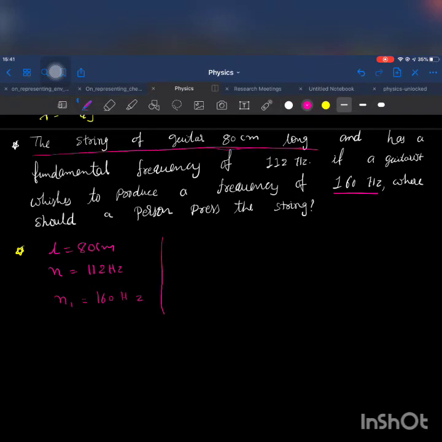So let's suppose this is L1 is equal to, I can just write it as L1 here itself. Okay. And N1 is the fundamental.